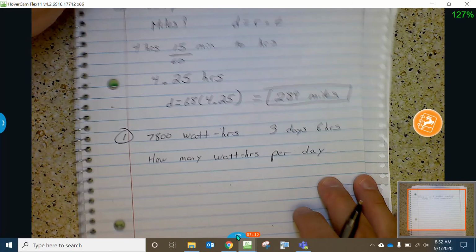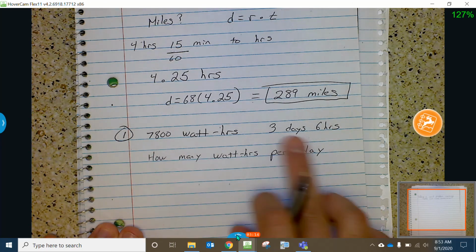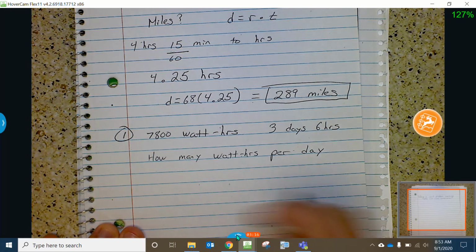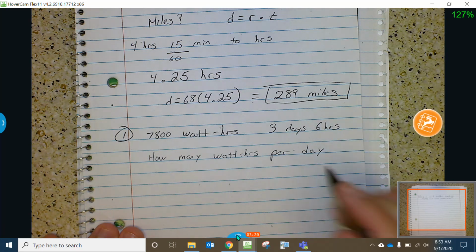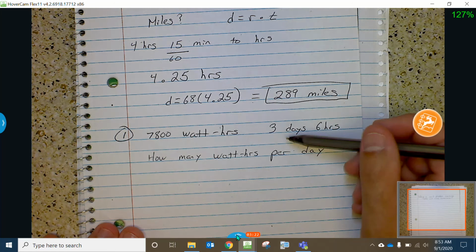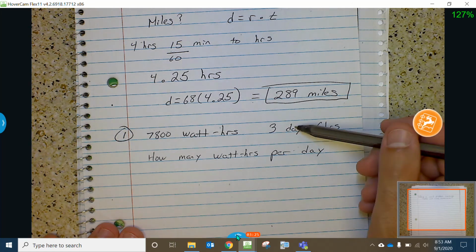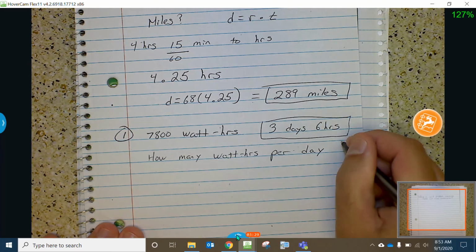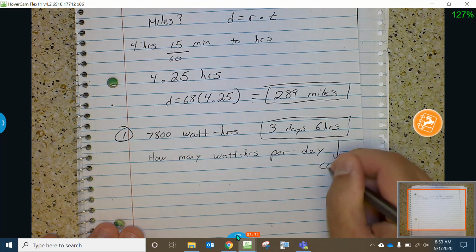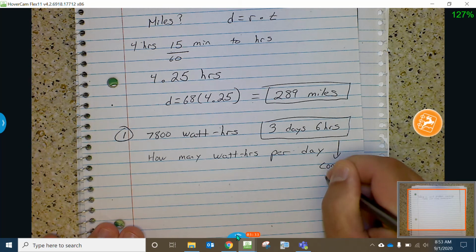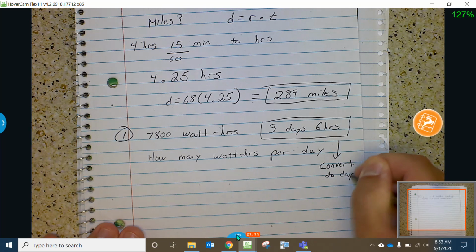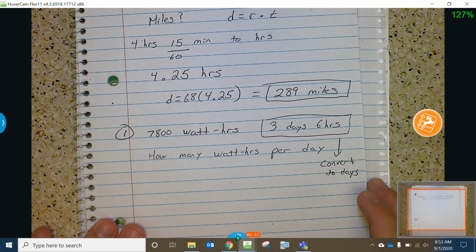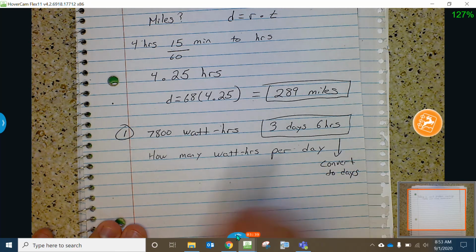Okay, so we have the 7,800 watt hours in 3 days and 6 hours. They want watt hours per day. So this is the watt hours, that's good, and we need this to convert to days. Okay, so we have to convert that to days. So we have 3 days and 6 hours.